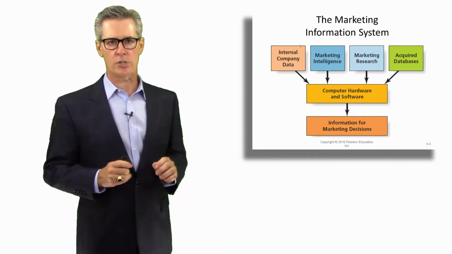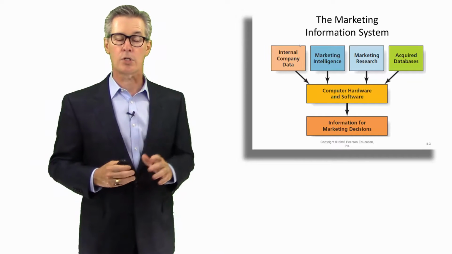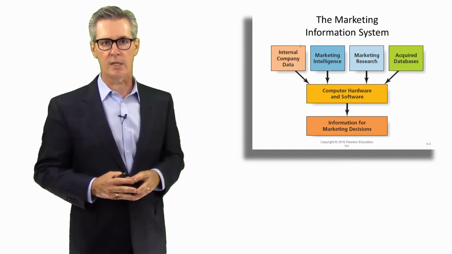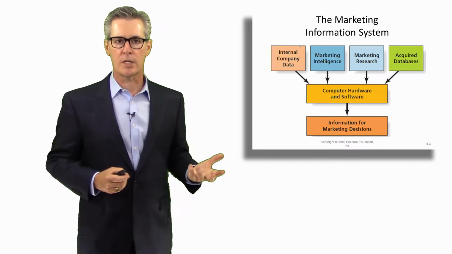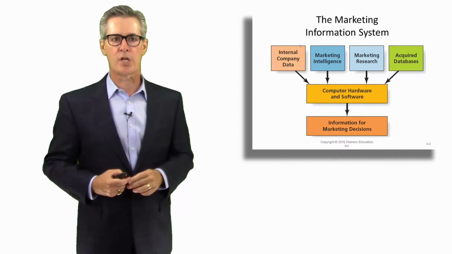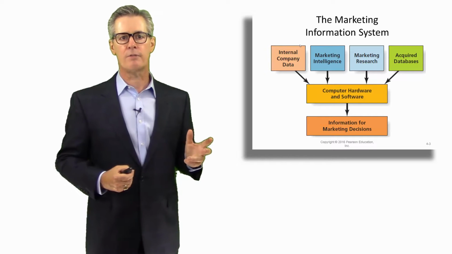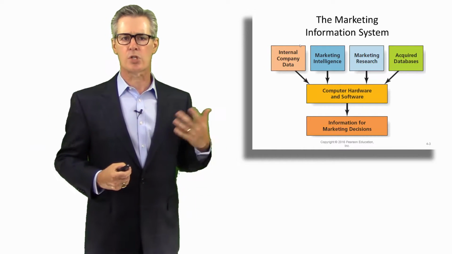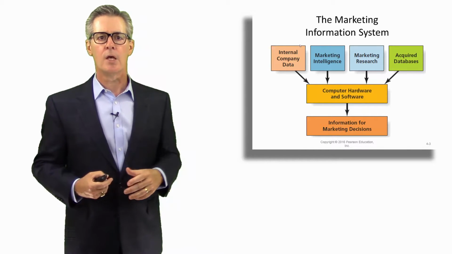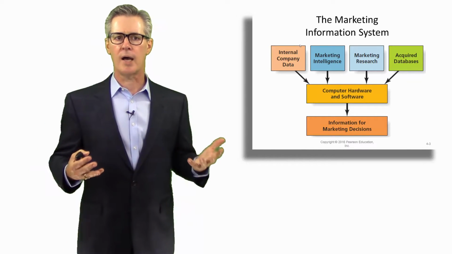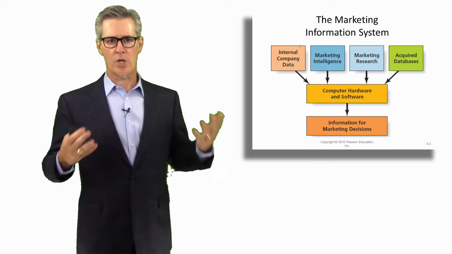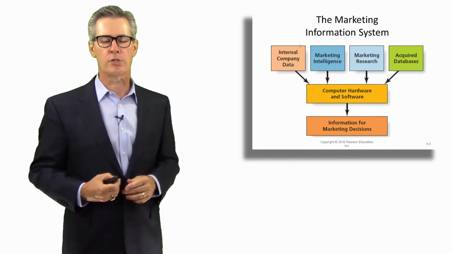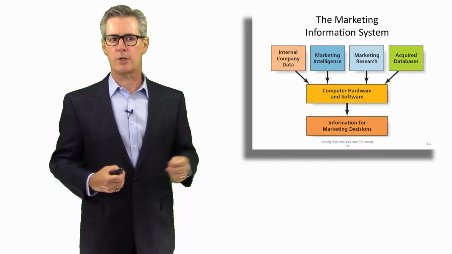Marketing information systems, or we'll sometimes shorthand those and call them MIS, are those which feed internal company data, information gathered via marketing intelligence or marketing research activities, and information found via searching acquired databases and special software programs that help us to do that, which are often queried by analysts. And they generate reports containing useful information which marketing decision makers can find helpful in fulfilling their duties.